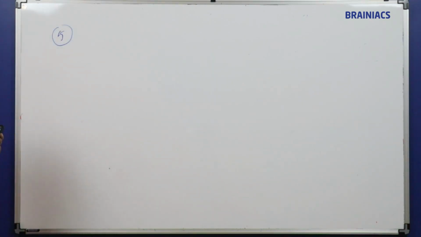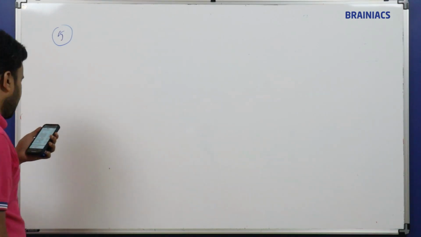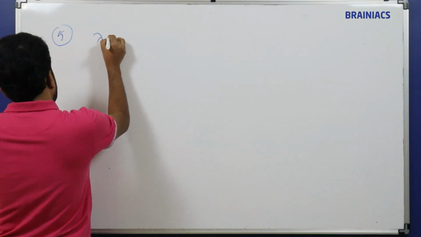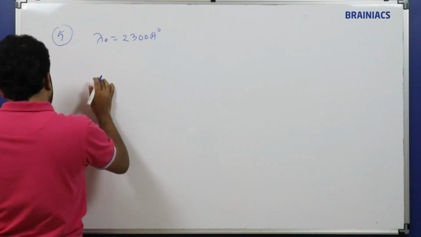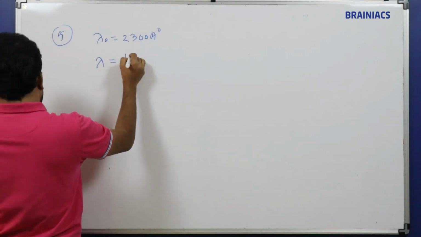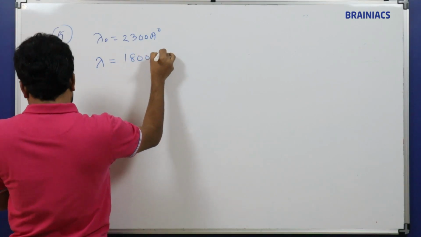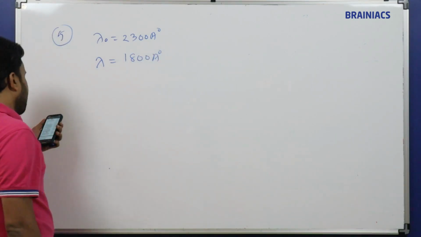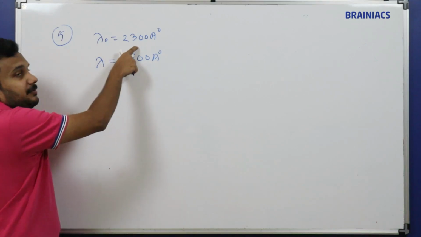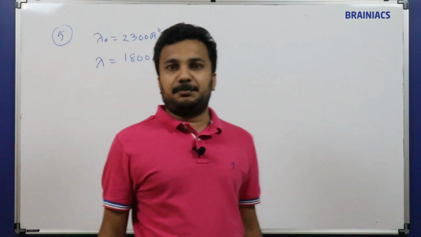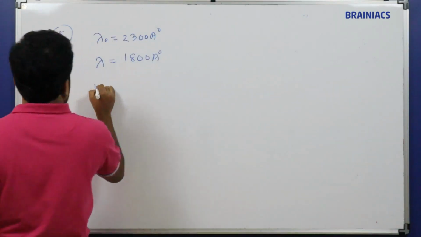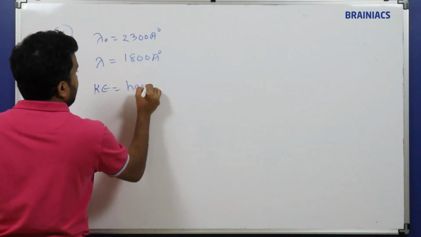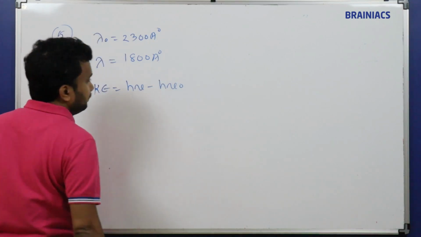Okay, what is the fifth question talking about? Threshold wavelength of tungsten, lambda 0, is given as 2300 angstrom. If ultraviolet waves of wavelength 1800 angstrom are incident on it, then the minimum kinetic energy. See, this is a threshold wavelength below which emission is possible. This value is below, so emission is possible. So kinetic energy will be equal to h nu minus h nu naught.